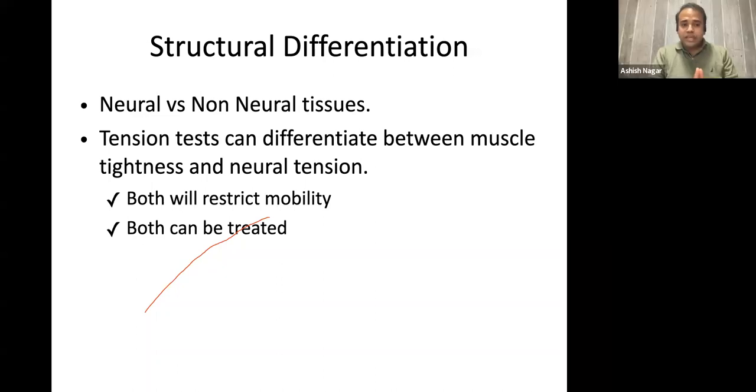So it's basically to differentiate between neural and non-neural tissues. The non-neural can be any kind of tissues. And in general, you're basically differentiating between muscle tightness and neural tension, because muscle tightness is the most common differential diagnosis that comes along with neural tension. They both restrict mobility and they both can be treated very differently.